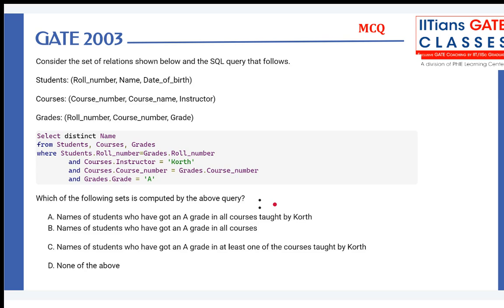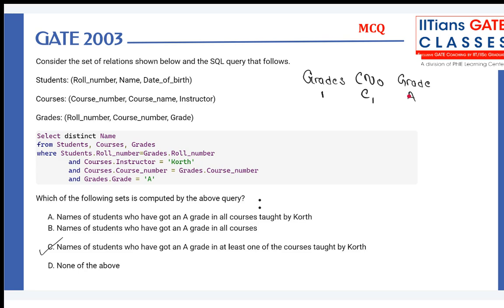Okay, so the correct answer to this question is option C. Okay, C. Let's say there is a grades table. There's a student one. He has a grade of, let's say the course number is C1 and the grade is A.